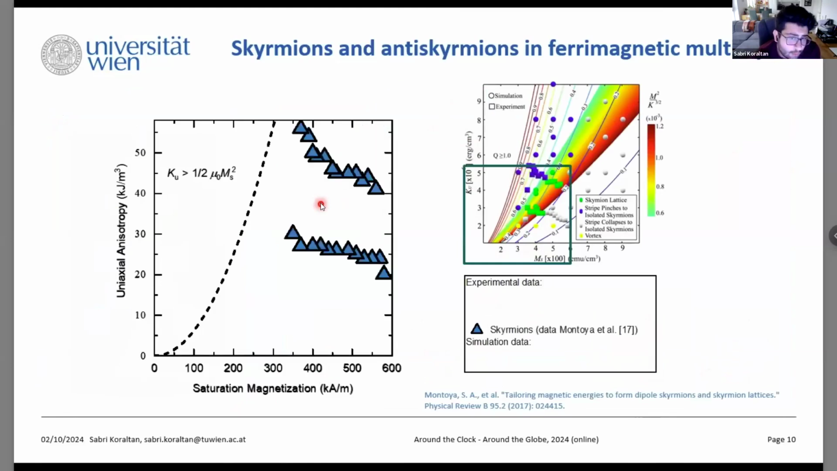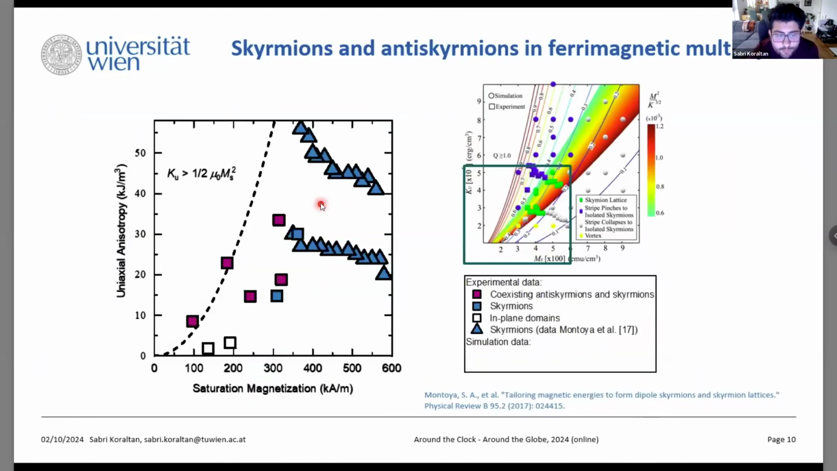And then we took our data from our experiments where we saw Skyrmions and anti-Skyrmions. What we see is that the iridium insertion layers lower the saturation magnetization as well as the uniaxial anisotropy. So we enter a new phase pocket, let's say. And then we completed this with some simulation work.